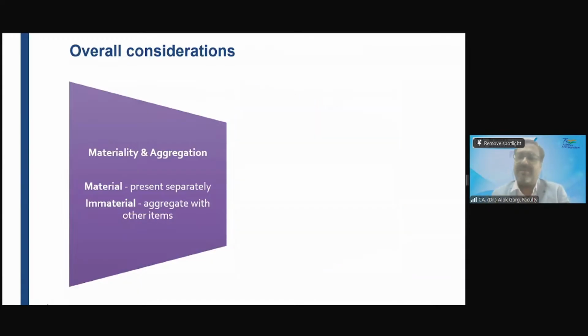Materiality and aggregation, friends: if there is a material item, it has to be presented separately. And friends, what is the definition of materiality as per Schedule 3? As per Division 2 to Schedule 3, for items of income and expense, what is the materiality for presenting it separately? 1% of the revenue or 10 lakhs, whichever is higher. 1% of revenue or 1 million, meaning 10 lakhs, whichever is higher.